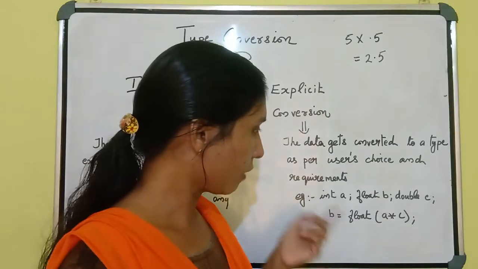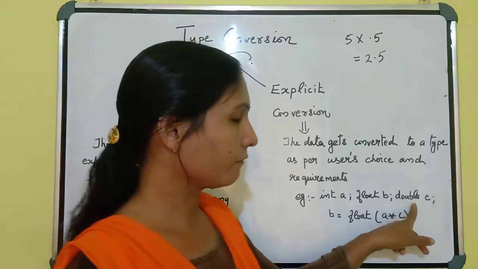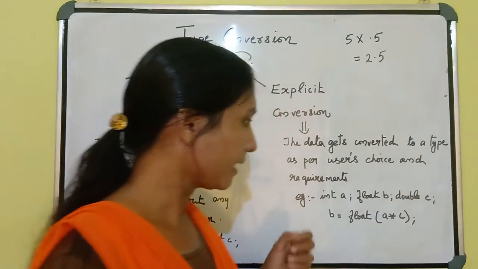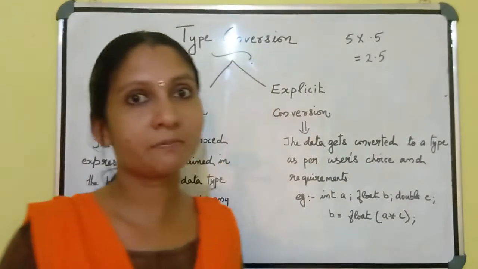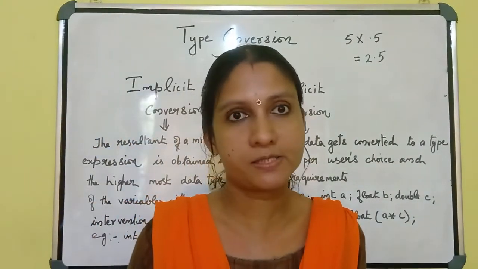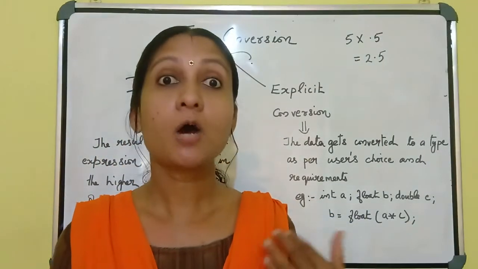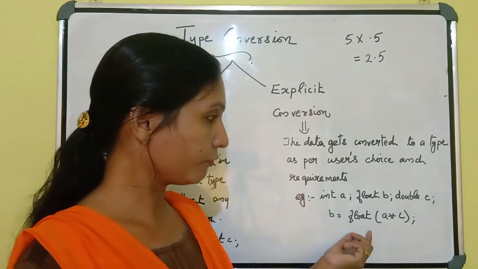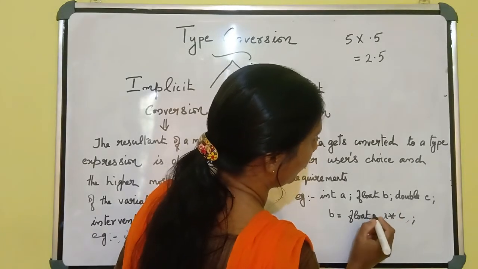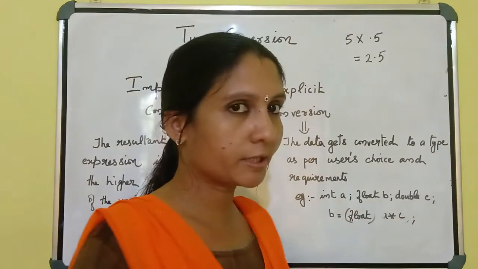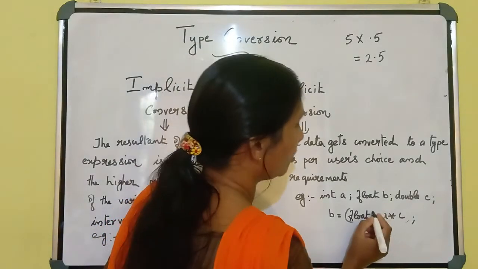Here, when we operate one int data type, one float data type and one more double data type, and I operate this int with the double, the resultant must be double because double is the highest one. But I want to convert this one into the float data type. How can I do this? You have to write which data type you need to convert. That you have to write in a bracket. Then only you can convert.